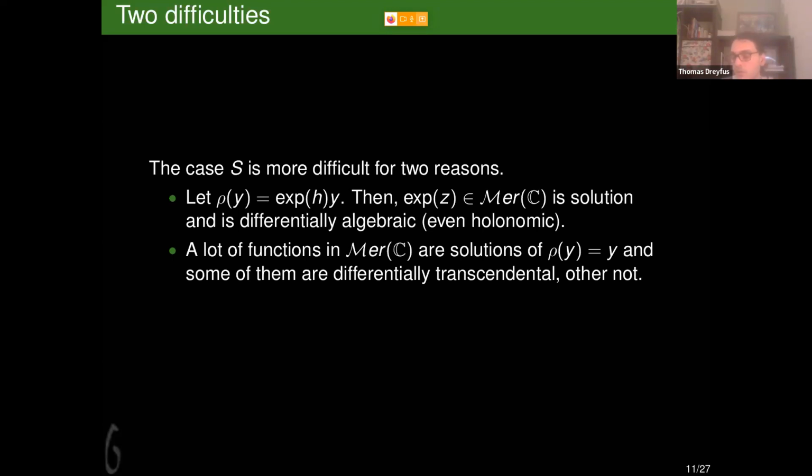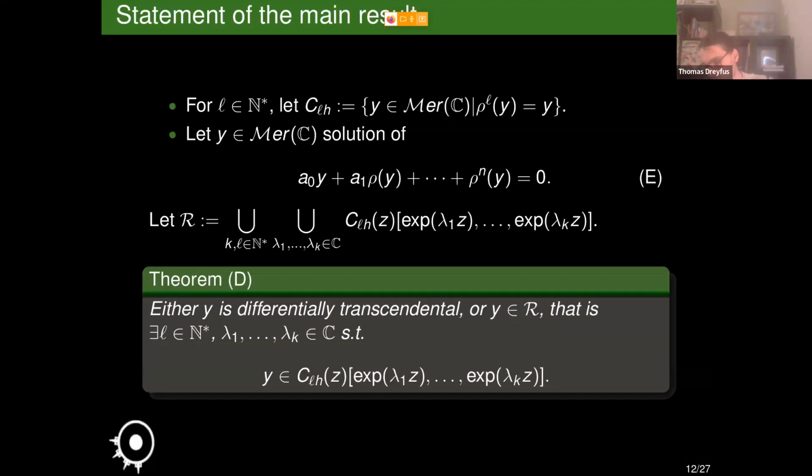And so this field is very huge, and some of them are differentially transcendental and some of them are not. So you can't expect results so precise like either Y belongs to a small thing, or Y is differentially transcendental. So let me give the statement of the main result.